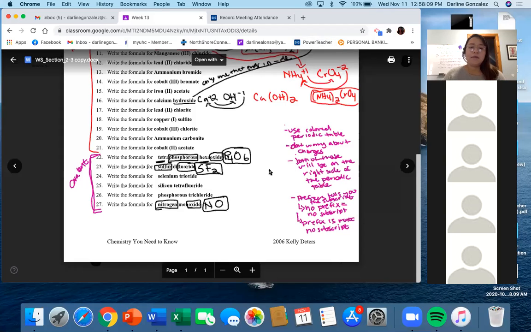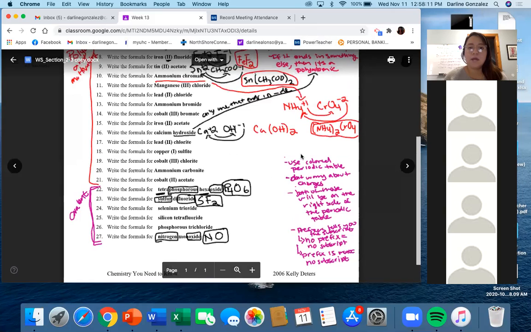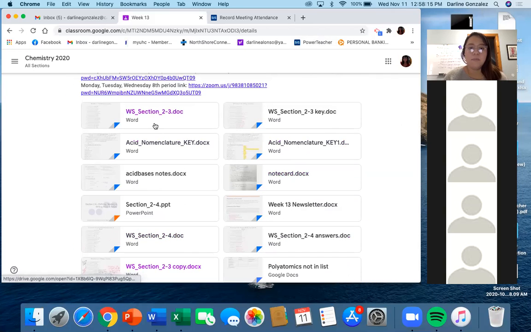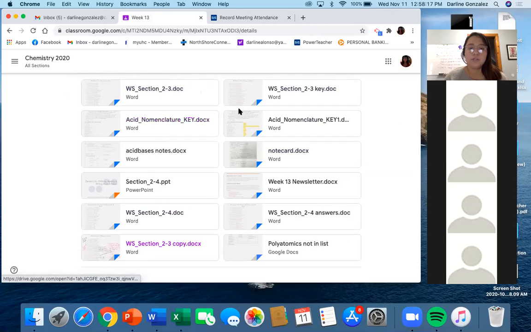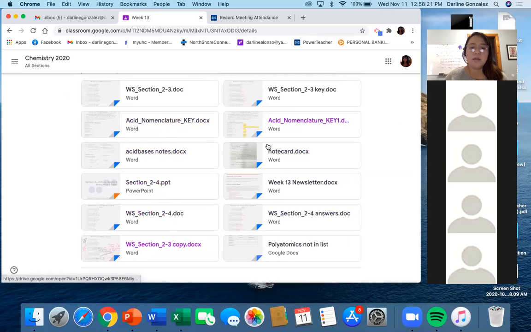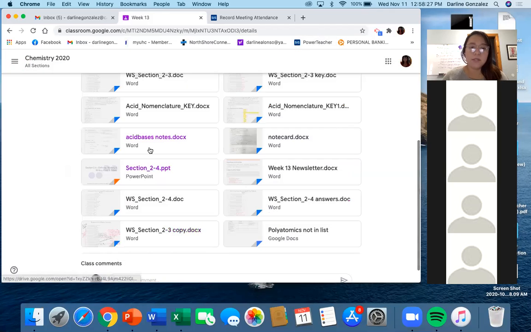Okay, and then the notes are on here, just in case you need them. And that's the worksheets up here, the blank with the answer key. This week, this is what we're using: this middle set, all these middle ones, acids and bases. This is the PowerPoint. These are the notes.